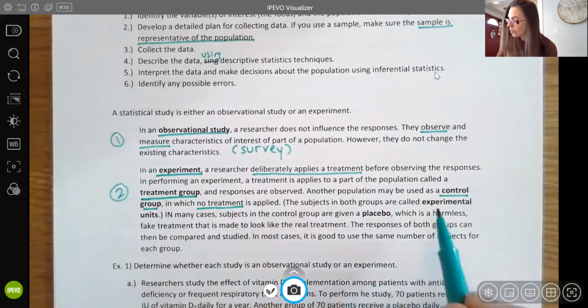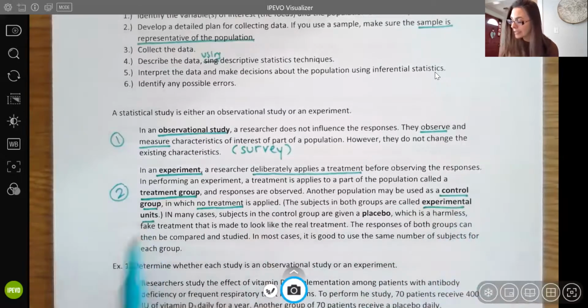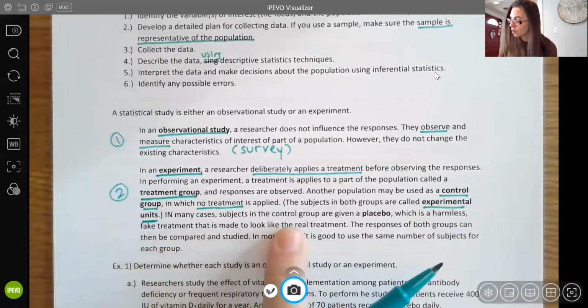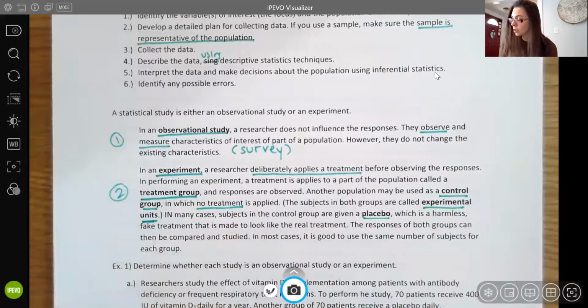The subjects in both groups are called experimental units. And in many cases, subjects in the control group are given what's called a placebo, which is a harmless fake treatment that's made to look like the real treatment.